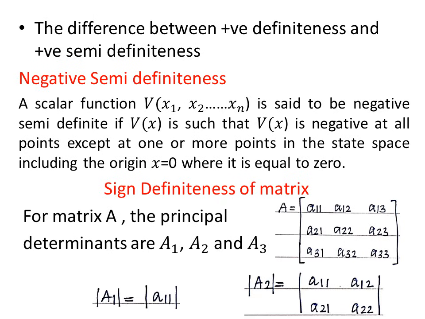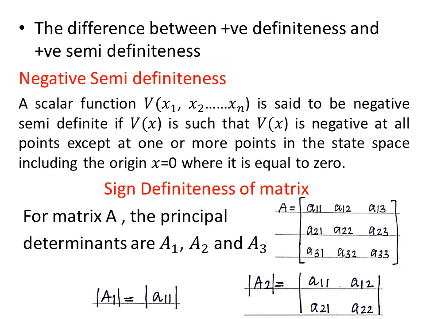Then next one, what is negative semi-definiteness? A scalar function v of x is said to be negative semi-definite if v of x is negative at all points except at x equal to 0 and or any other points. So that function is negative semi-definite. The difference between negative definiteness and negative semi-definiteness is that in the case of negative definiteness, v of x is negative for all values of x except at x equal to 0, and for negative semi-definiteness, v of x is negative for all values of x except at x equal to 0 and some other values of x.